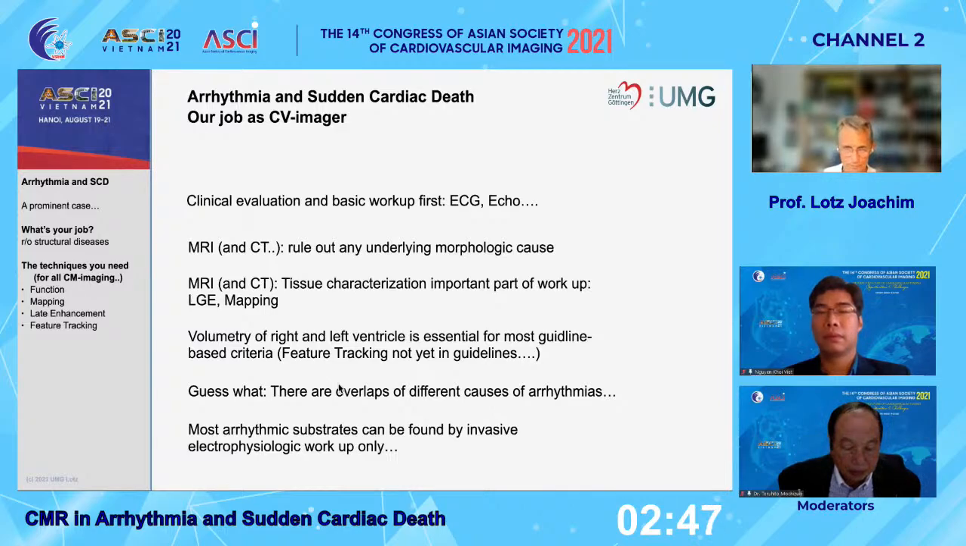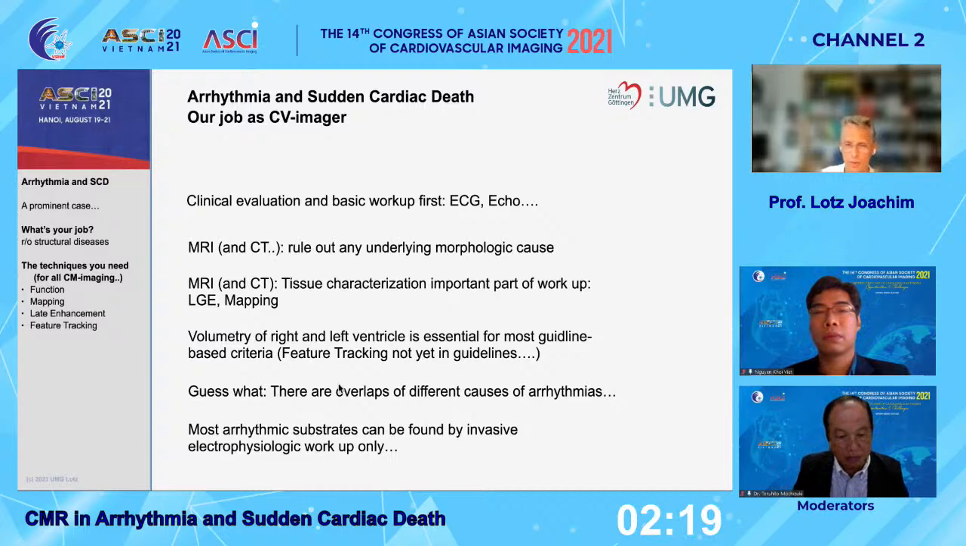And then you need a good tissue characterization. So we have one standard protocol for cardiomyopathy and myocarditis, comprising of volumetry of the right and the left ventricle. It's essential. You have to do it. LGE, T1, T2 mapping, and this all gives you a kind of a basic data set which you can work with. And guess what? There are the overlaps of the different causes of arrhythmias, and that's a problem, of course.